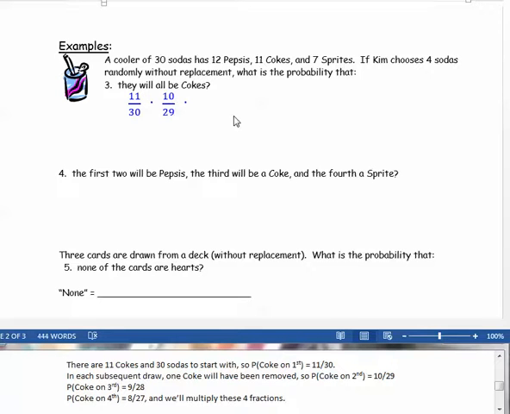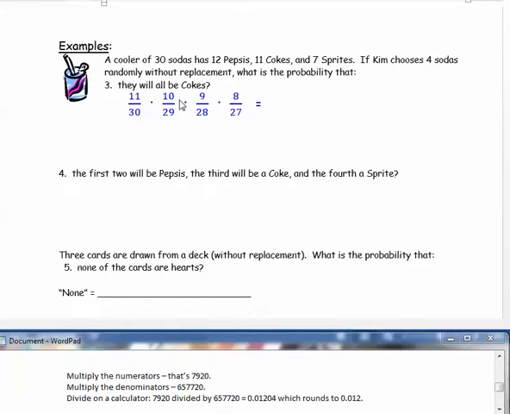On the third, 1 less again, so 9 out of 28. And the fourth draw is 8 out of 27. And we'll multiply these 4 fractions.